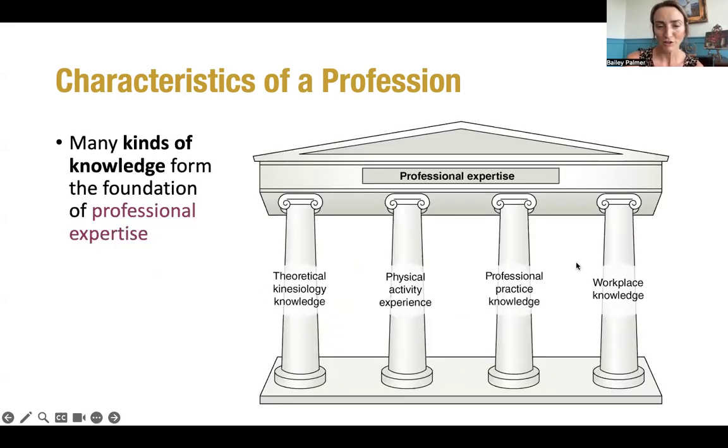Also, we look at professional expertise. These four pillars basically make up when someone has a high level of professional expertise in the kinesiology field, such as theoretical kinesiology knowledge. This is anything from what you learn in class to reading textbooks to reading literature like journal articles. We see physical activity experience, which is your exercise, sports you play, or even observation of any of that. Professional practice would be practicums.